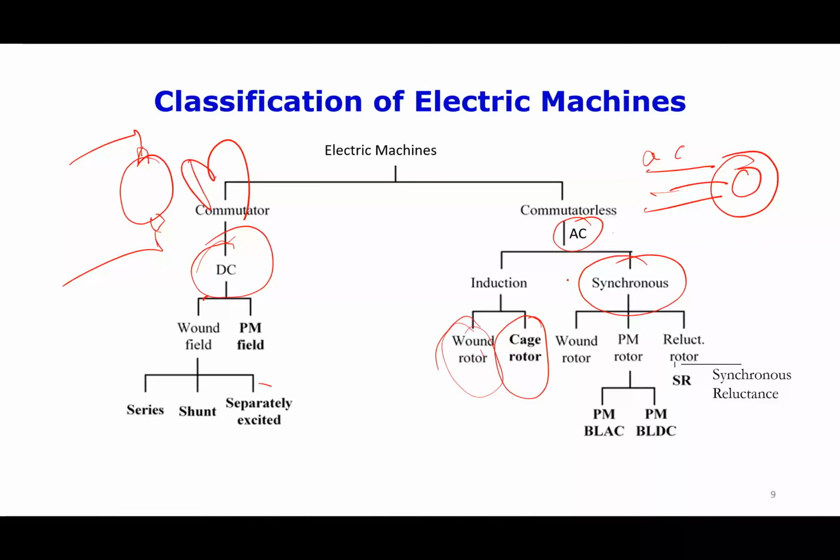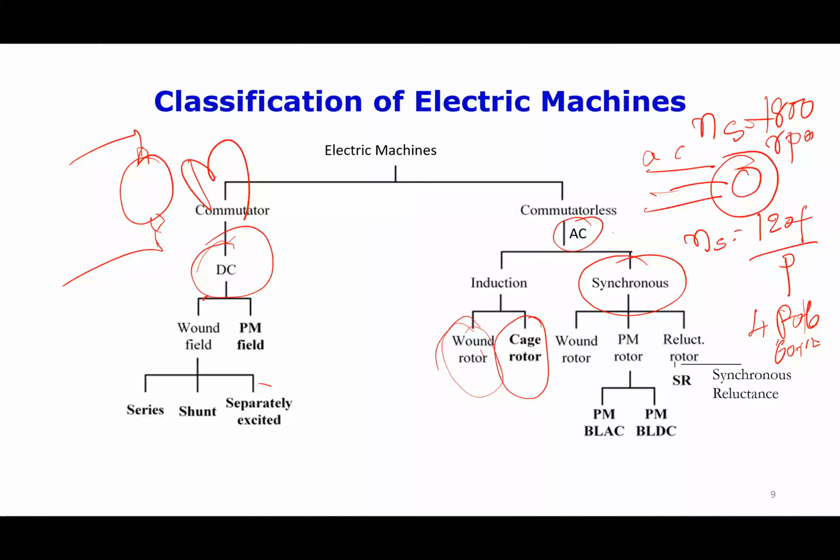What is a synchronous motor? A synchronous motor runs at the synchronous speed, so Ns equals 120 f by P. Suppose it is a 4-pole motor under 60 Hertz, what is the synchronous speed? Ns equals 120 times 60 divided by 4, that is 1800 RPM. So the rotor runs at 1800 RPM.